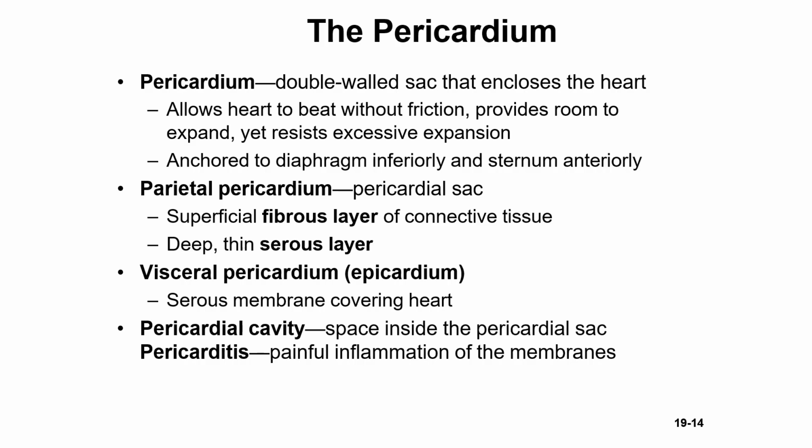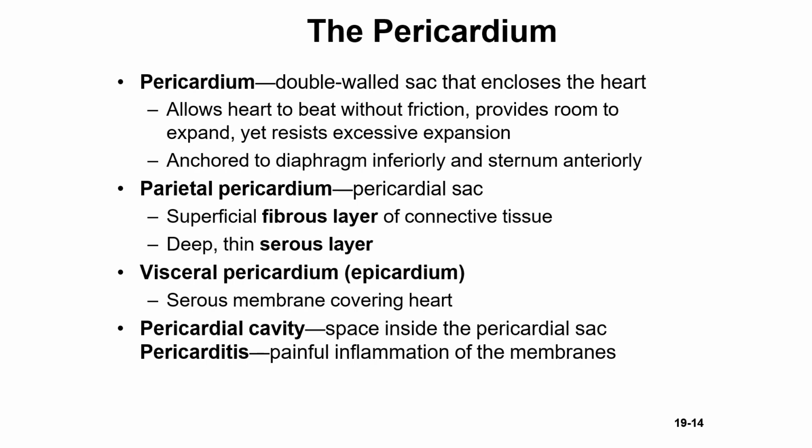The pericardium is a double-walled sac that surrounds and protects the heart. It lets the heart beat without friction, which gives it the space it needs to be able to expand, but also resists it from expanding too much. We don't want the tissue to tear apart from an expansion that's too much. The pericardium is anchored to the diaphragm below and the sternum in the front.